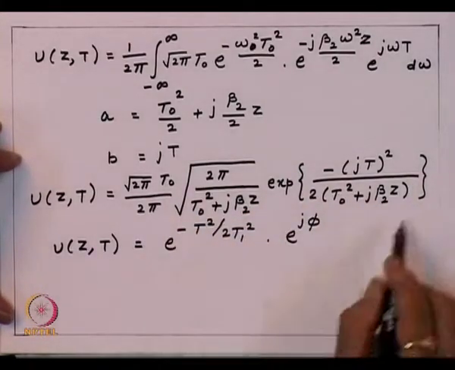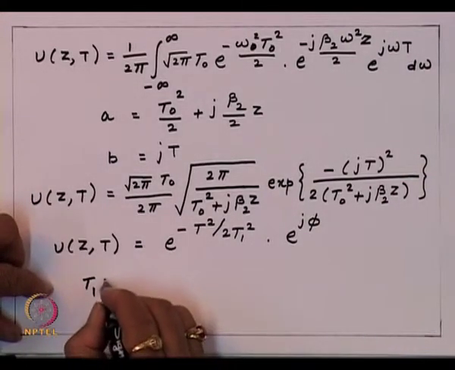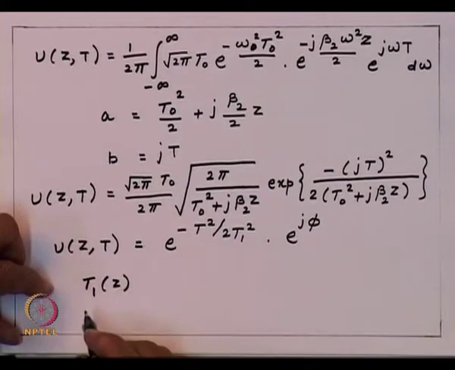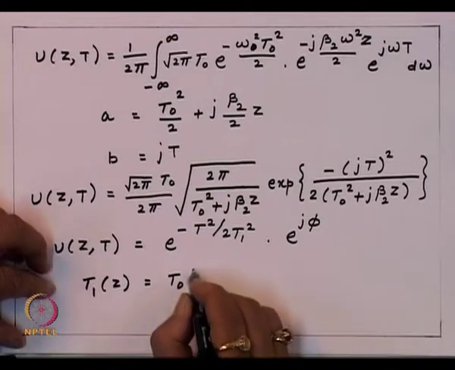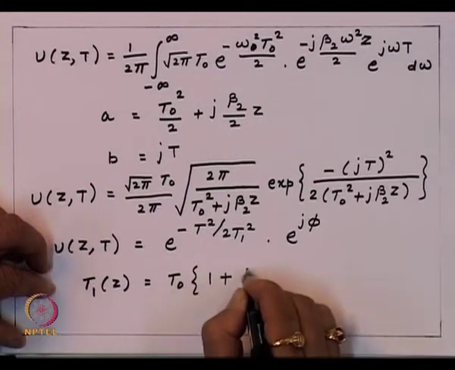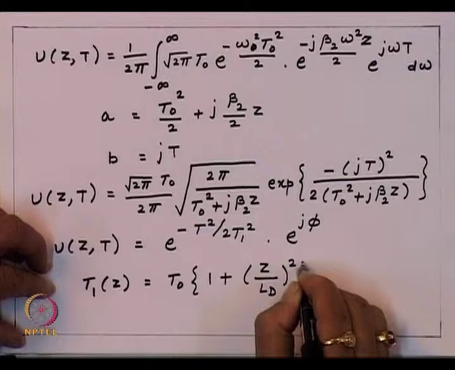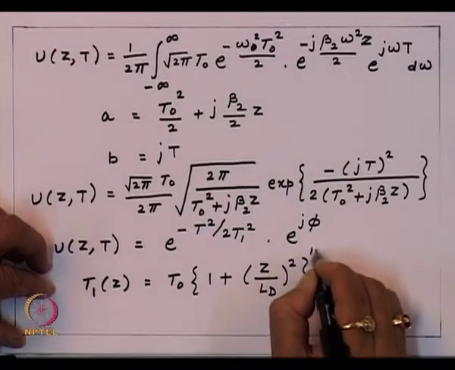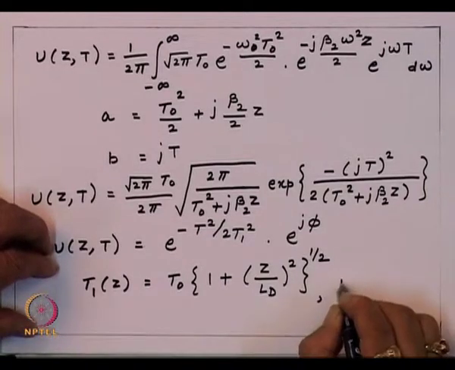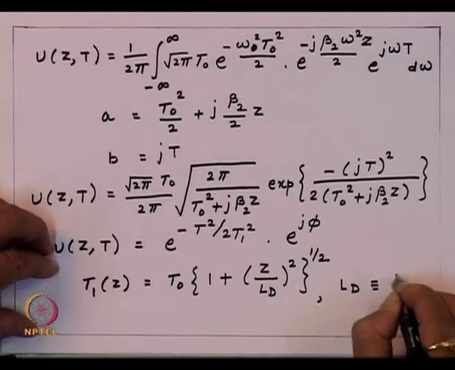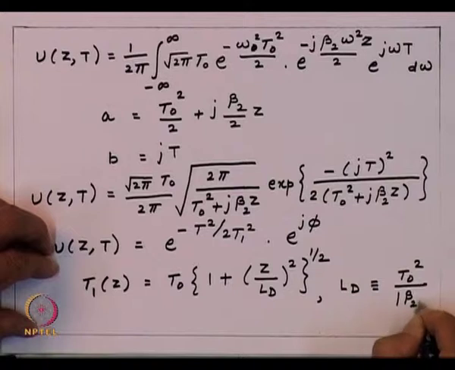And if we separate out real and imaginary part of this, you will notice that this quantity here t 1, which is a function of z, that is equal to the initial pulse width t naught times 1 plus z by L d whole square to the power half. And as we know, the L d is defined as t naught square divided by mod of beta 2.